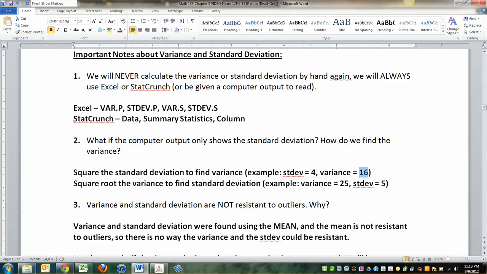By the same token, if I give you variance but not standard deviation, you take the square root to find the standard deviation, right? So if the variance was equal to 25, the standard deviation is 5. Square root of 25 is 5.